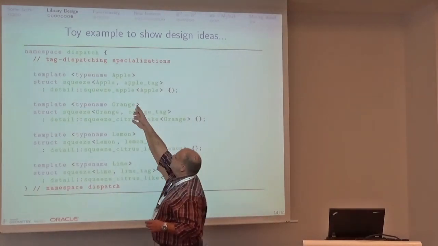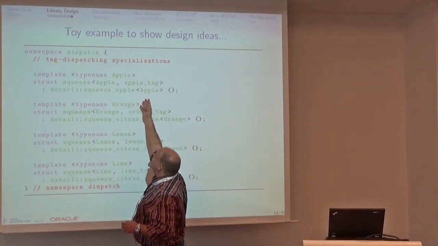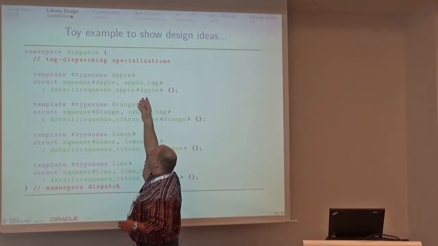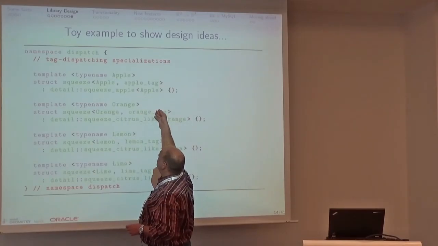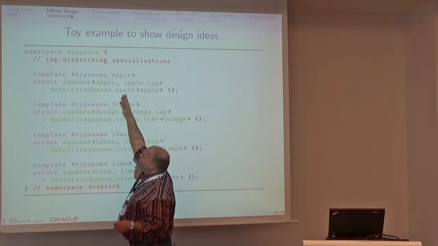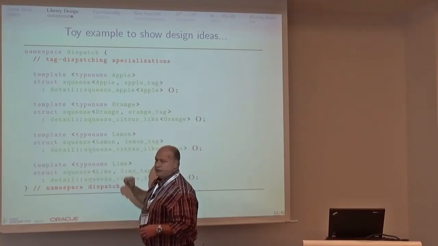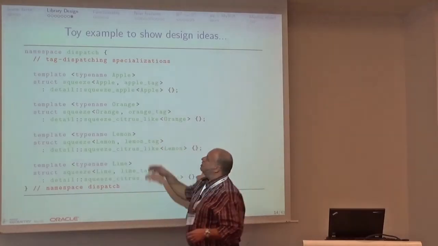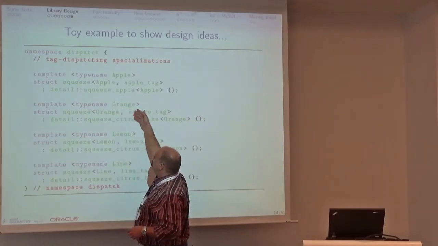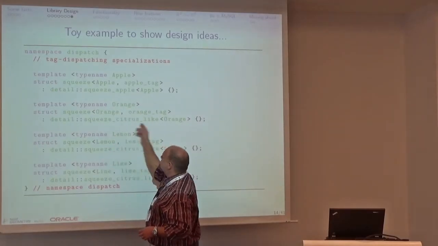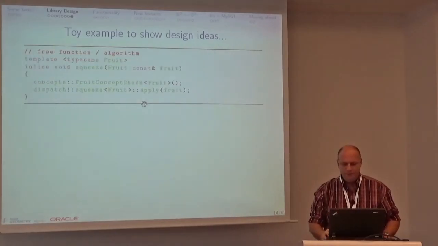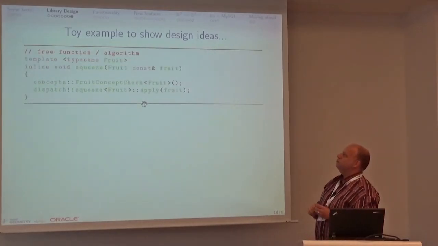And how do I do it for apples, for example? I specialize with respect to the tag of the specific fruit, for oranges with respect to the tag of the specific fruit, and for lemons and limes and so on and so forth. And then for each one of those, I basically say, here's how you should implement it. So for an apple, you would use the squeeze apple algorithm. For an orange, a lemon, and a lime, you should use the squeeze citrus-like algorithm.